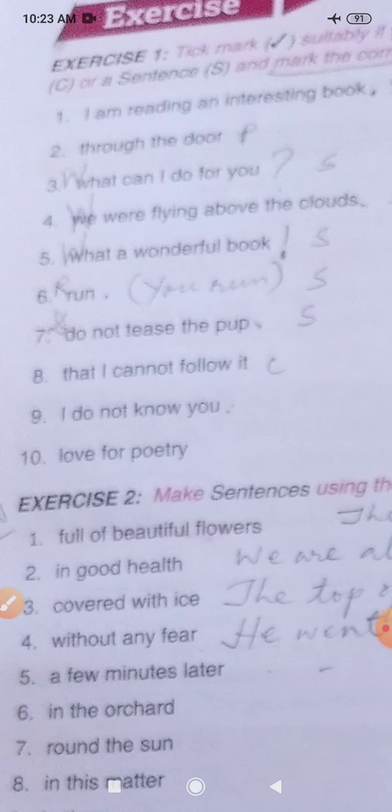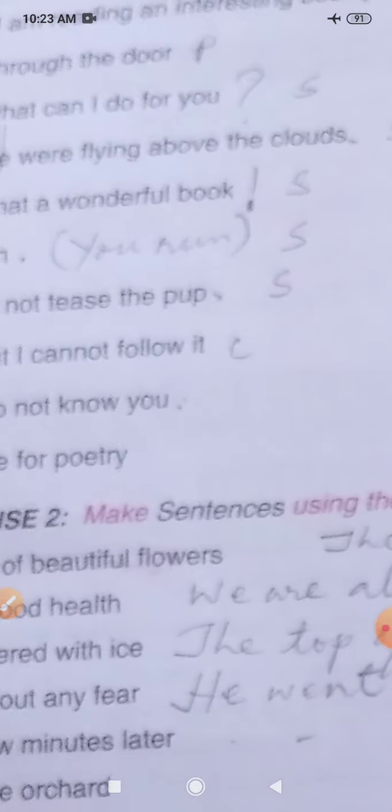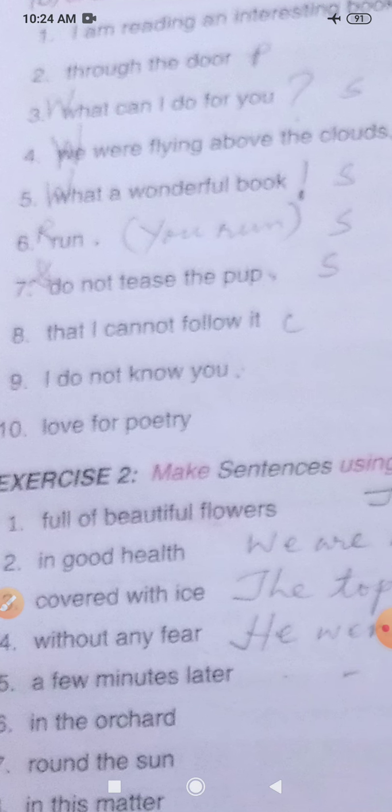Okay, so now look at number 3. Here is: What can I do for you? It is a complete, meaningful expression. So you can mark it to be a sentence. So I have marked it as a sentence here. I think all of you can do it.